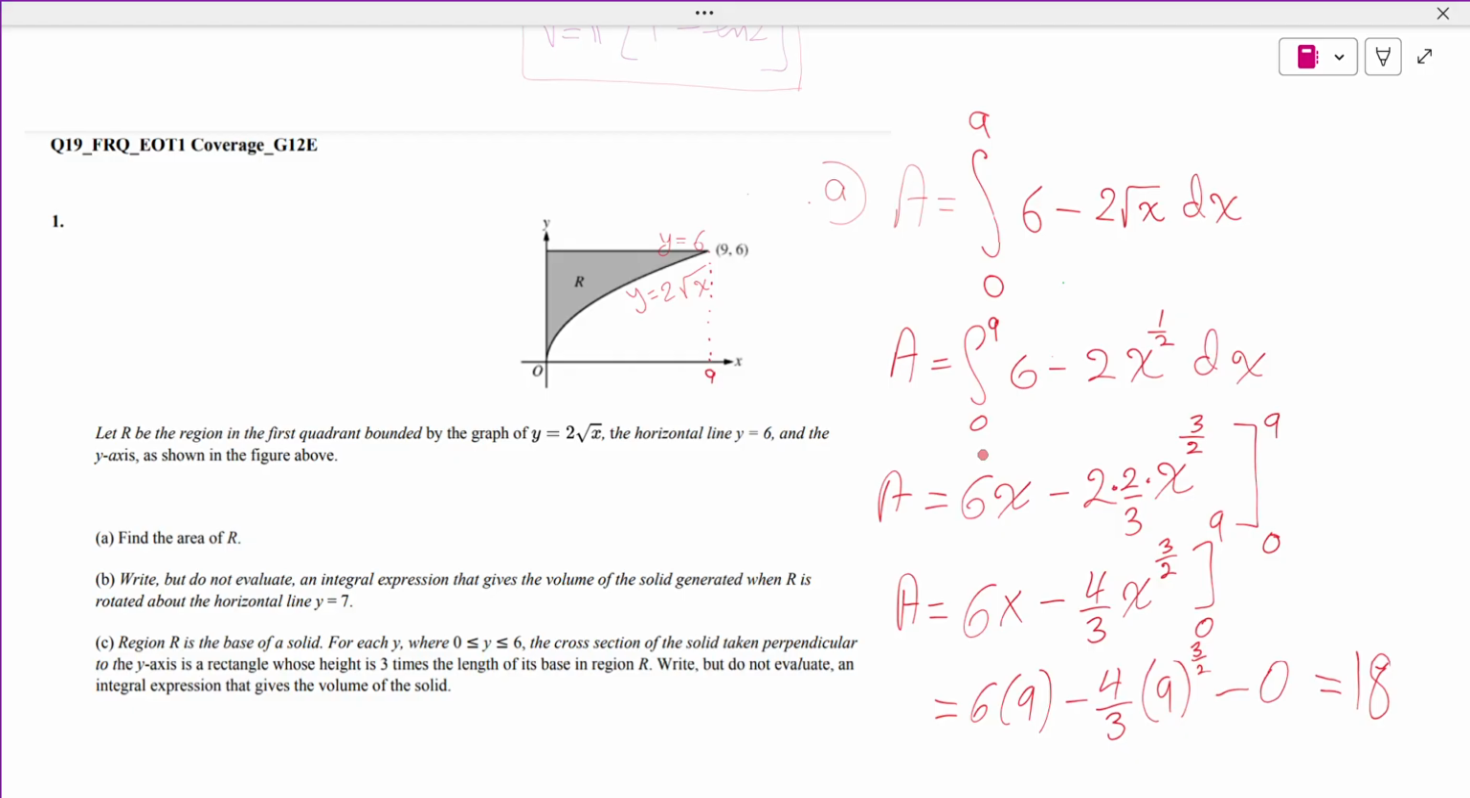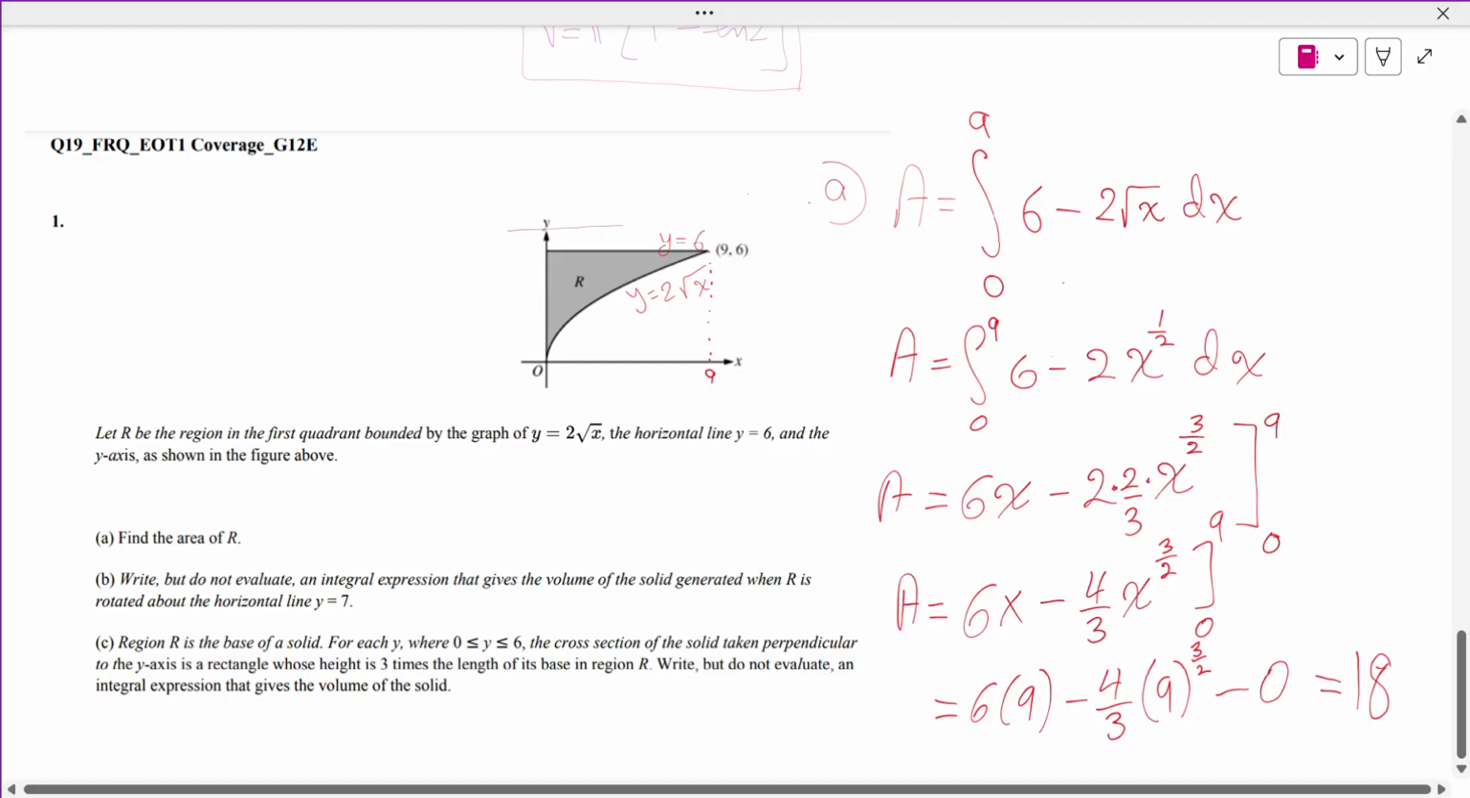That's the first part. The second part is write, but do not evaluate, an integral expression that gives the volume of the solid generated when R is rotated about the horizontal line y equals 7. So this is a washer method revolving around another axis. This axis of rotation is parallel to the x-axis. So this is the axis of rotation, y equals 7, and this is where the region is being rotated.